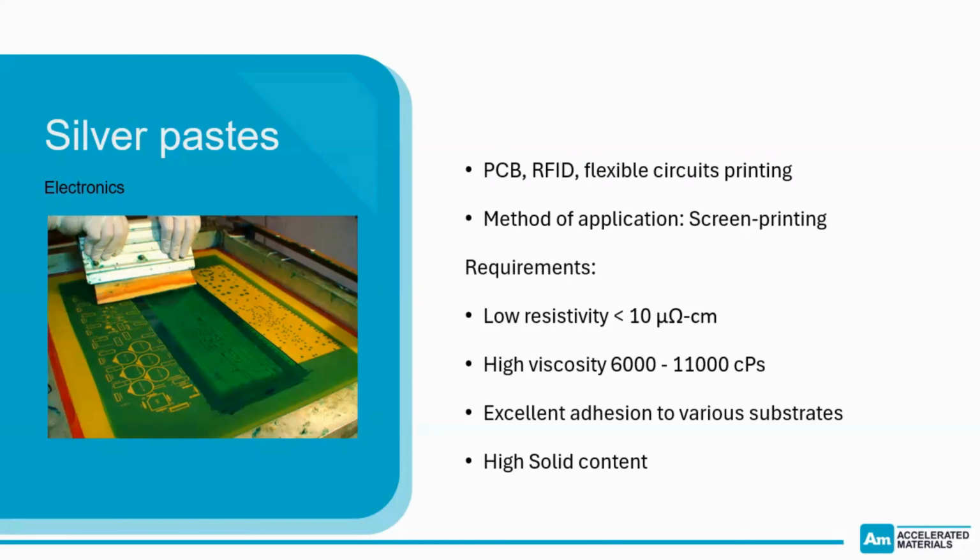So one of the most common uses for the silver particles is electronics, as a conductive paste. They are mostly used for the printing of PCBs, RFIDs, flexible circuits, right? And one of the most common methods of application is screen printing. Usually the requirement is that the resistivity should be as low as possible. The paste should have relatively high viscosity, something like 6,000 to 11,000 centipoise, right? And of course, the matrix should have excellent adhesion to the various substrates, and to get as low a resistivity as possible, we probably want to have a high solid content, right?